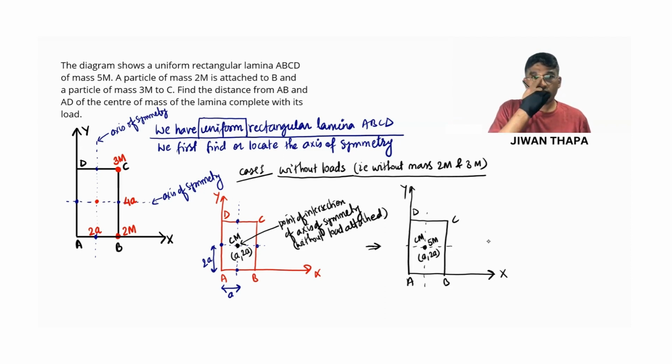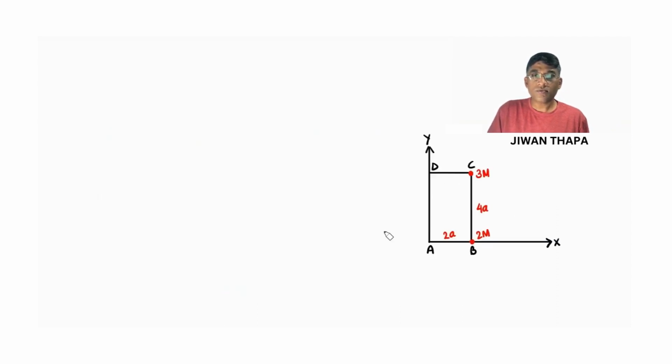Now next, we consider with load, the particles of mass 2m and 3m attached to the rectangular lamina at B and C. So this is the diagram. Case 2.